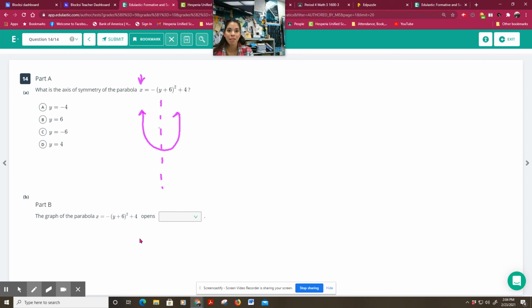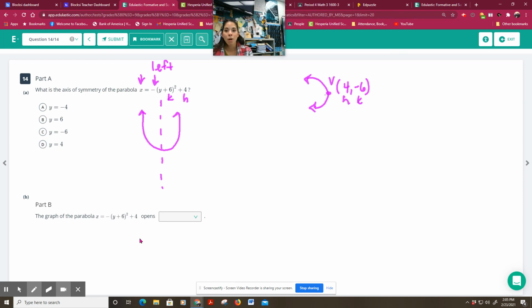So looking at what we're given here, we have x equals. So that tells me that this is opening side to side, left or right. This minus sign out front tells me that it's facing a negative direction, so it's opening to the left. And its vertex is at, this is the k, this is the h, so the vertex is at 4, -6, because remember, there's normally a minus sign in there, so if it changes to a plus, the number plugged in must be negative.